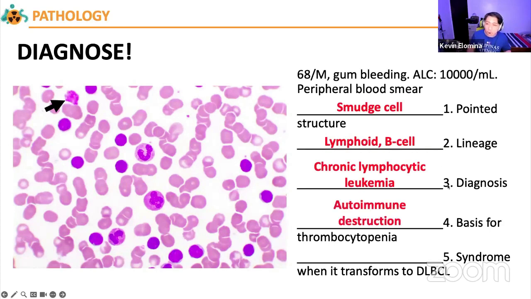So bakit ka nagkakaroon ng thrombocytopenia in this patient? Remember that this patient presents with gum bleeding. It's because of autoimmune phenomenon, which is notable in your B-cell tumors. So whenever you have your autoimmune hemolytic anemia and your autoimmune immune thrombocytopenic purpura, you check for your SLE, your CLL, no? Okay? And when it transforms into DLBCL, you call that your Richter syndrome.